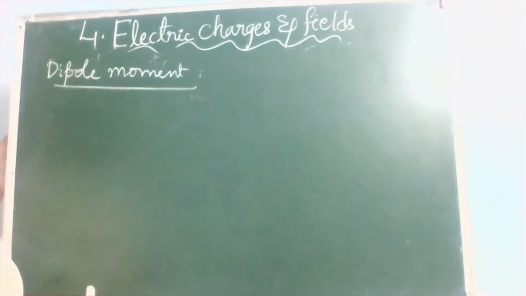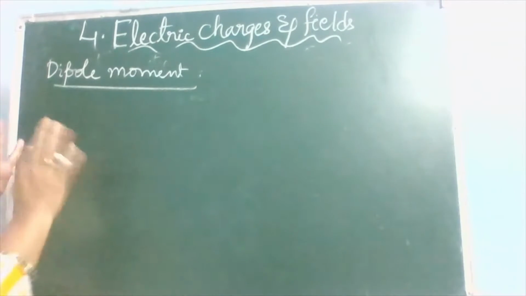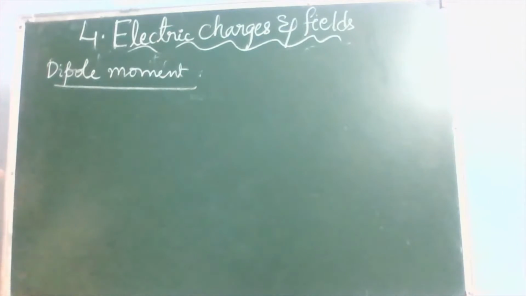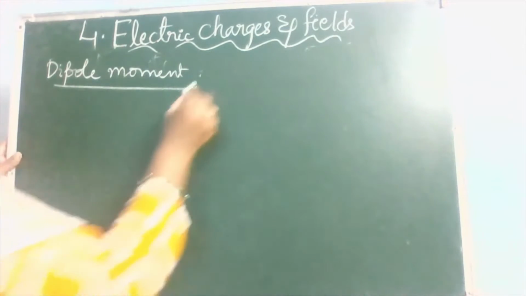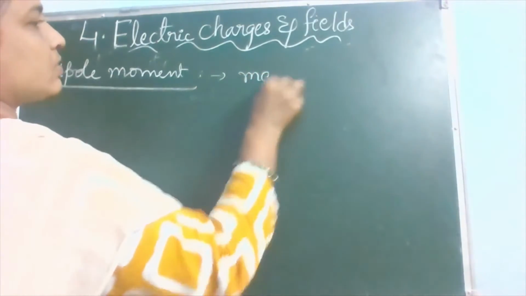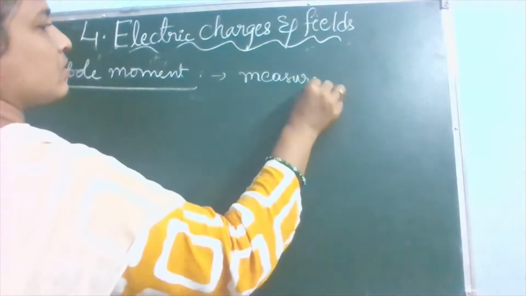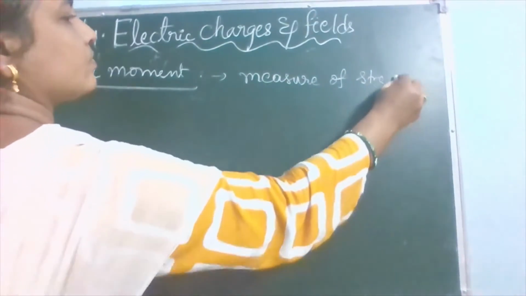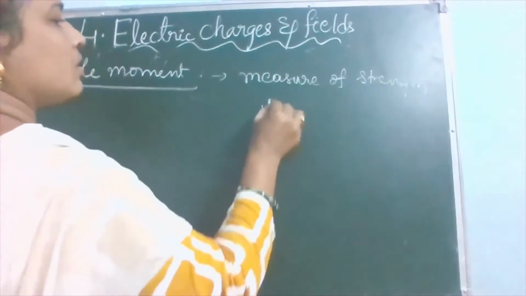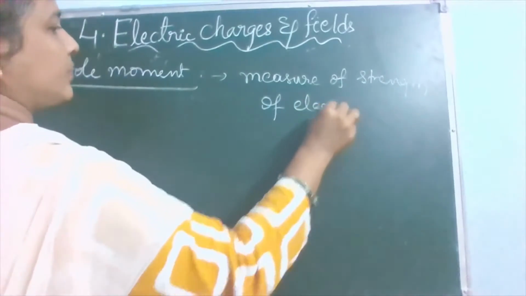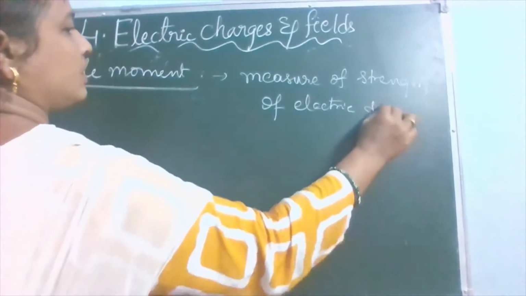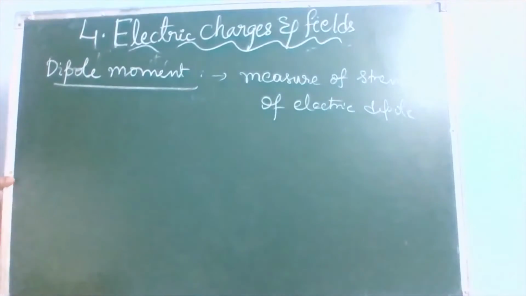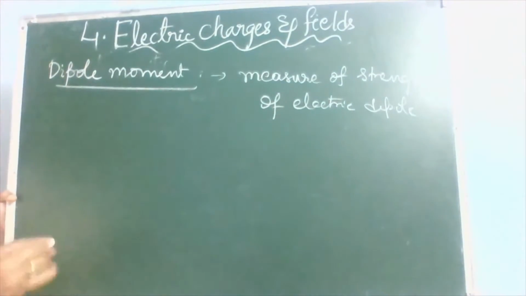This electric dipole will have a dipole moment. This dipole moment actually says about the strength of the electric dipole. It is a measure of the strength of the electric dipole, which can be given by a formula.